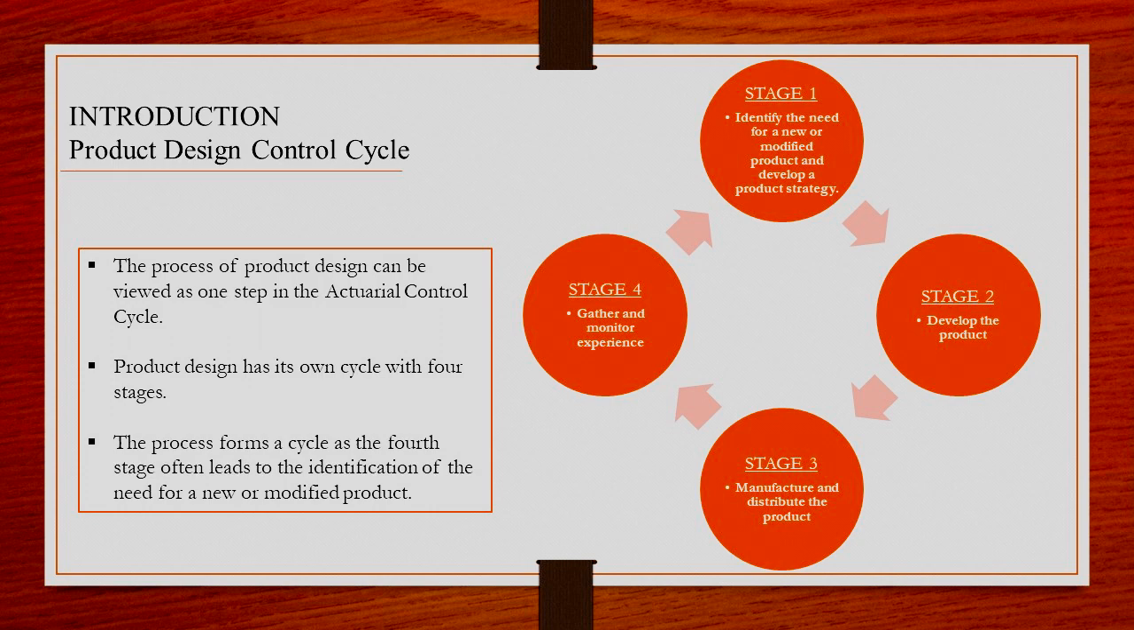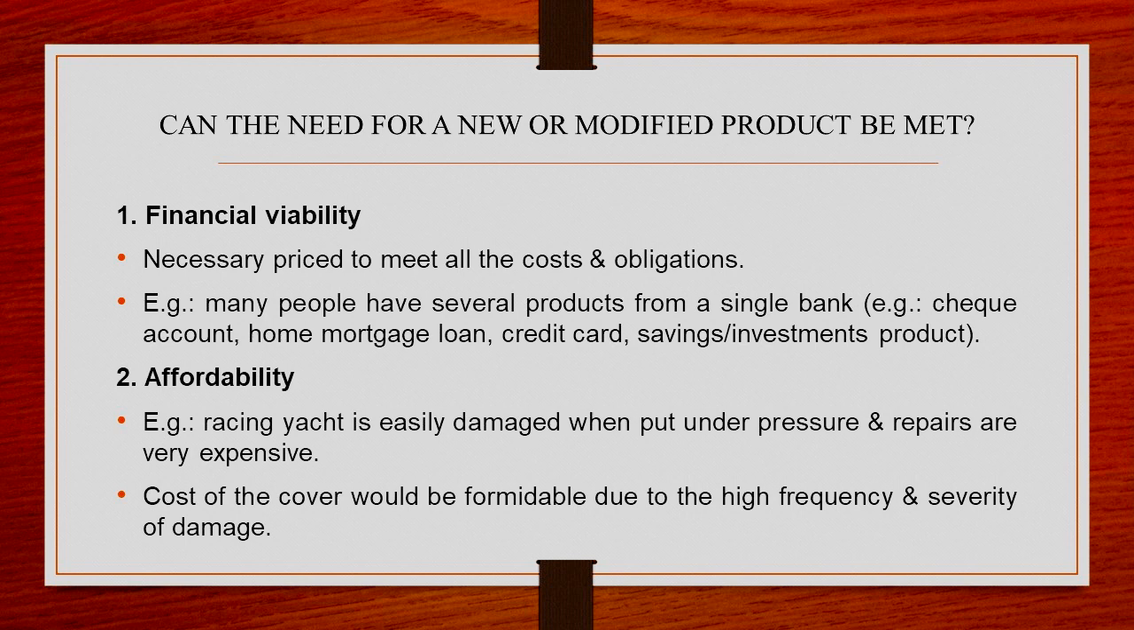or modified product. Can the need for a new or modified product be met? 1. Financial viability. Necessary price to meet all the costs and obligations. For example, many people have several products from a single bank, for example, check account, home mortgage loan, credit card, savings/investments product. 2. Affordability. For example, racing yacht is easily damaged when put under pressure and repairs are very expensive. Cost of the cover would be formidable due to the high frequency and severity of damage.